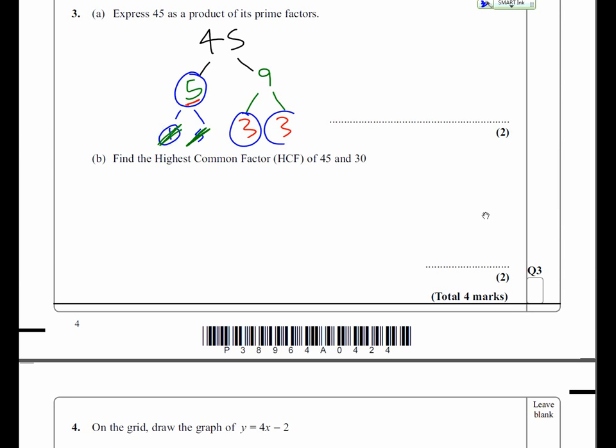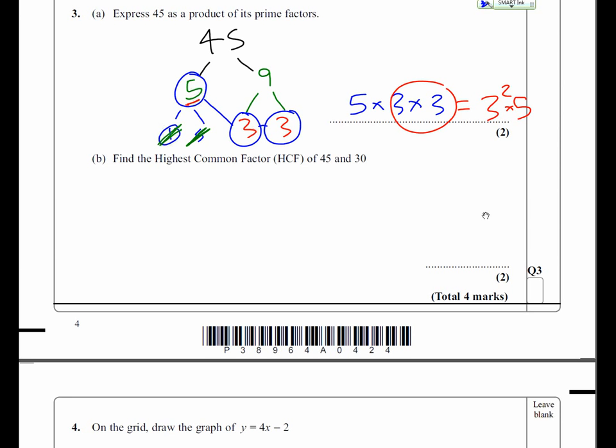So 9 is 3 and 3. And so when you can't go any further without using 1, you times these 3 numbers together. So 5 times 3 times 3. The nicest way to write this is 3 times 3 is 3 squared, times by 5. Okay, like that. Find the highest common factor of 45 and 30.